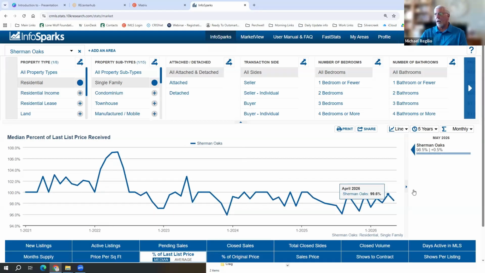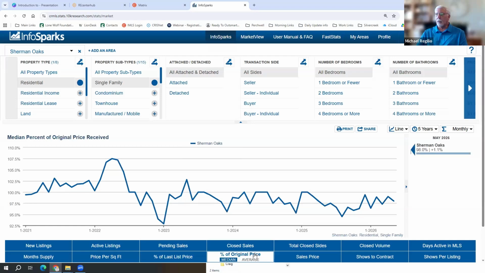Your median, where half of them are over, half of them are under, is at 98. So that's your percentage of last price. But the next one is the percent of the original price. And this is the, how do I combat? We can price it high, we can always come down, right?